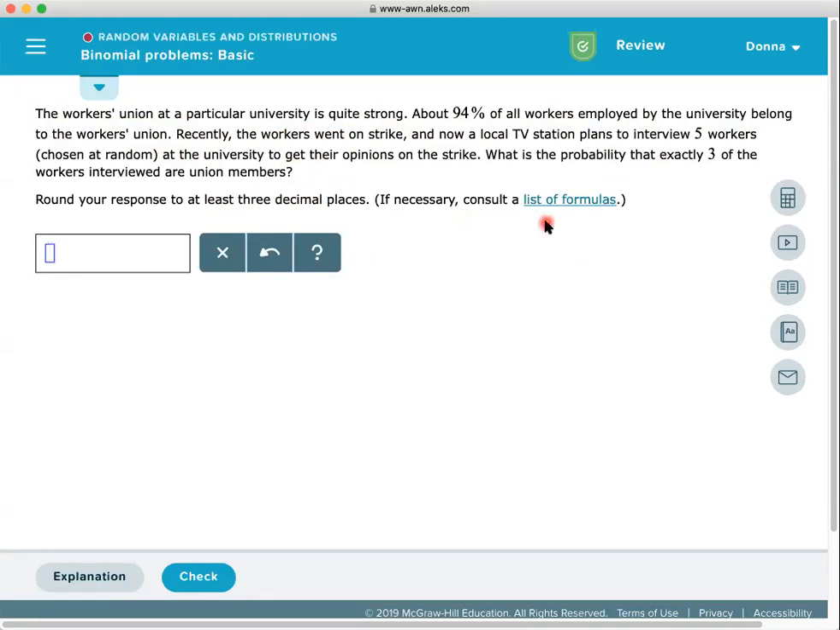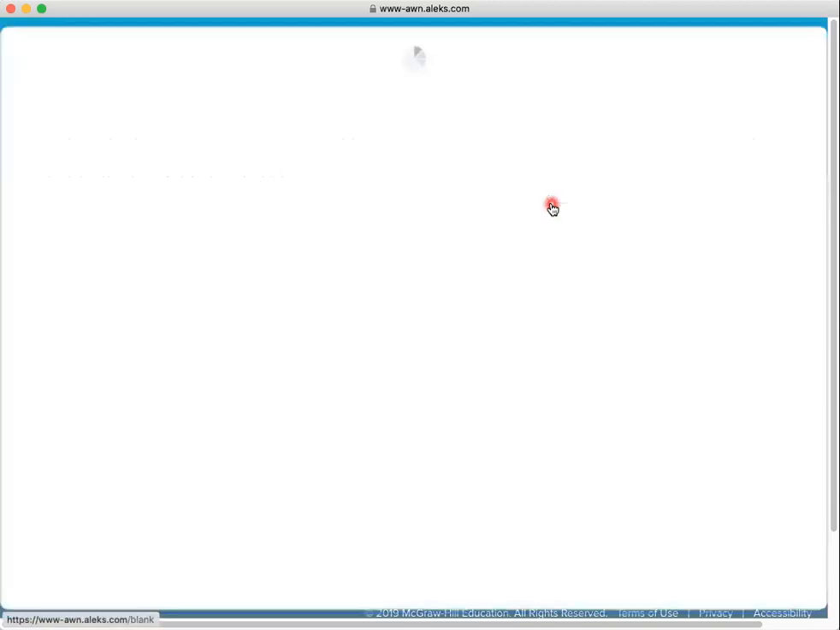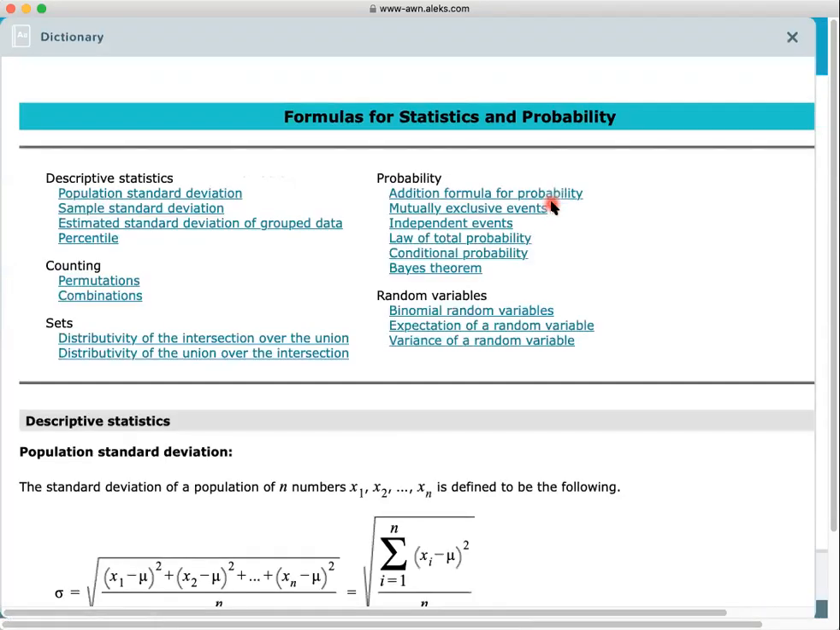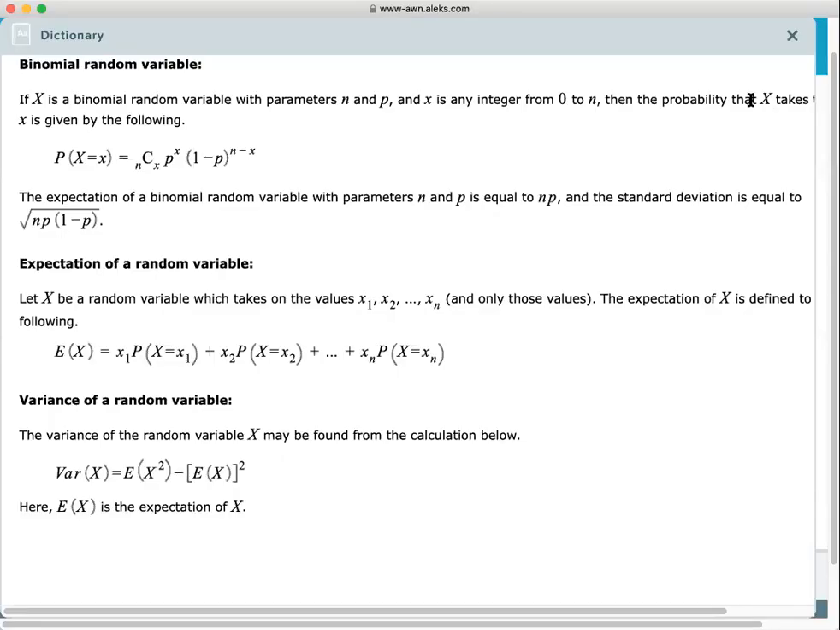So in order to do this problem, we are going to use the list of formulas. I'm going to pause here and make sure that you can see what I can see on the screen. Now I've selected binomial random variable, and we see here if x is a binomial random variable with parameters n, p, and x any integer from 0 to n, then the probability that x takes on a particular value is given by this formula.